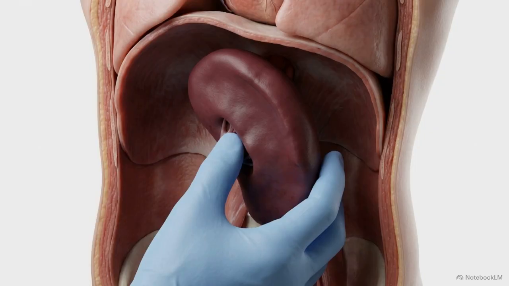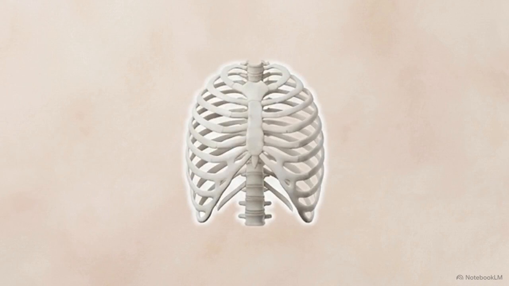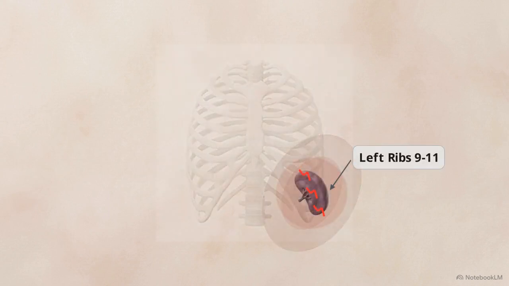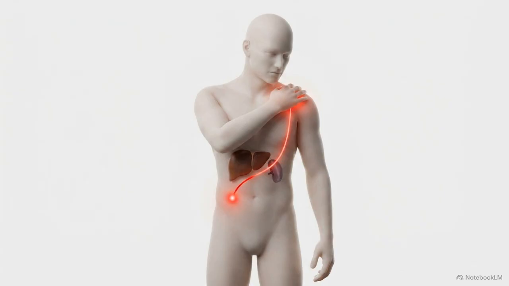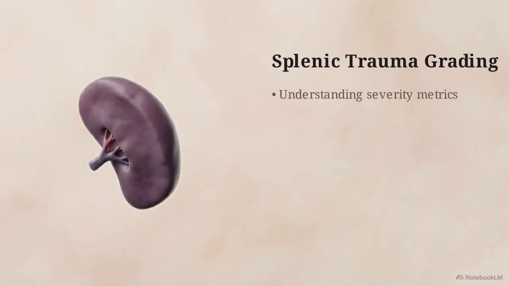Once inside, or during imaging, the spleen requires close attention. High clinical suspicion is raised by fractures of the left 9th through 11th ribs, left lower chest bruising, and Kehr's sign, referred pain to the left shoulder caused by diaphragmatic irritation. This graphic demonstrates the exact metrics used to grade splenic trauma.